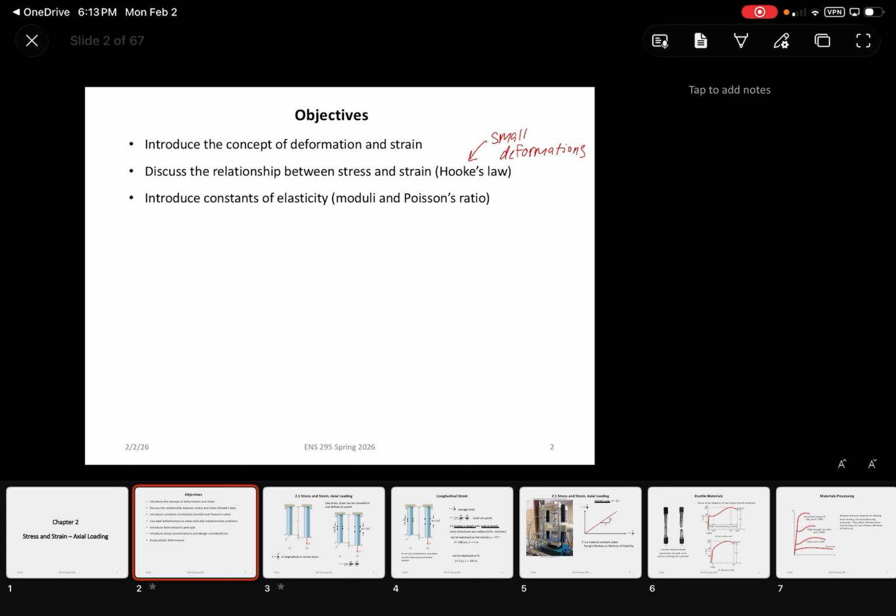I'm going to introduce a few new constants, I should say, for elasticity, specifically the elastic modulus, we call it. This is going to be a new concept to you guys. It's a material property along with Poisson's ratio. Has anyone heard of Poisson's ratio before or no? No. All right. Basically, those terms relate stress to deformation as well as deformation in various different directions to each other.